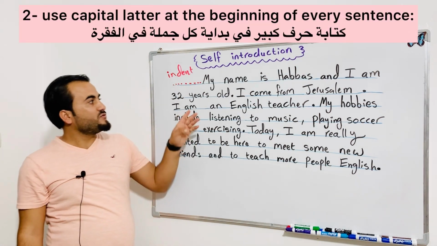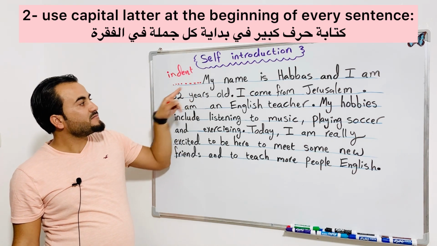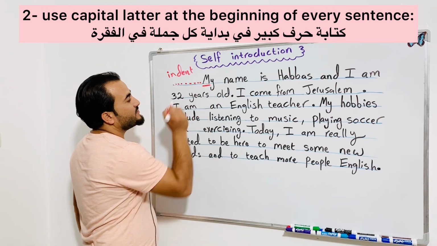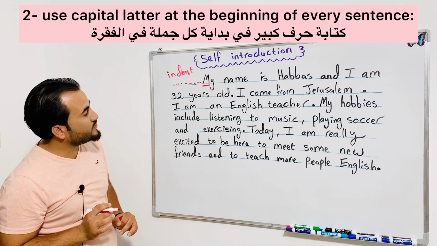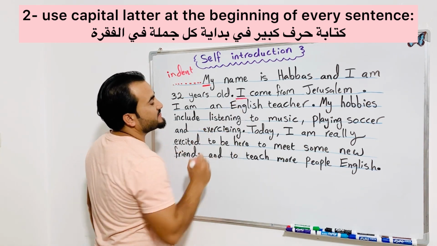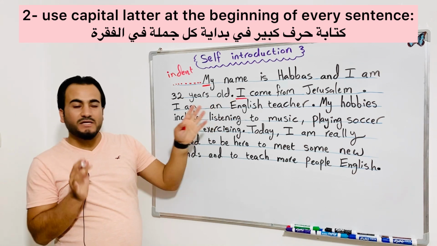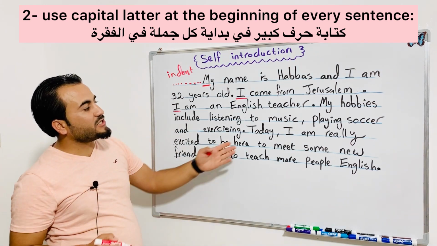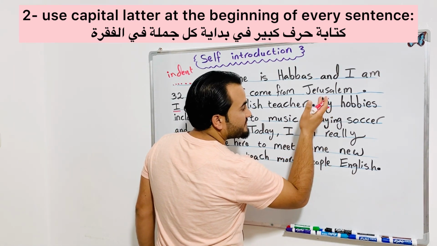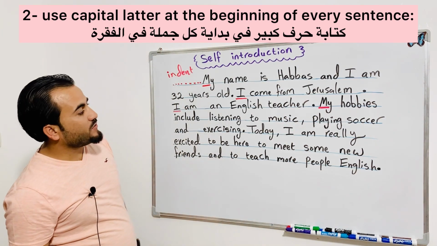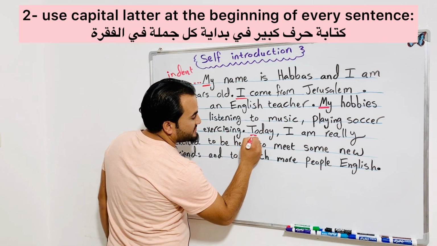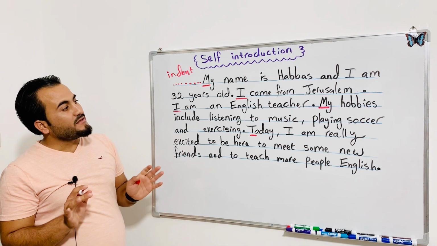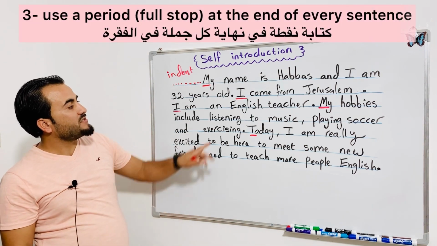Then, we have to use a capital letter at the beginning of every sentence. So here, my. We have to use a capital letter. Here, I. At the beginning of every sentence: I come from Jerusalem. I am an English teacher. My, we have capital M, okay? Very nice. And here, the same thing, capital T. Okay, very nice.